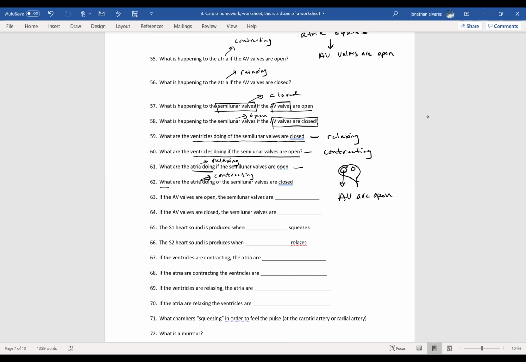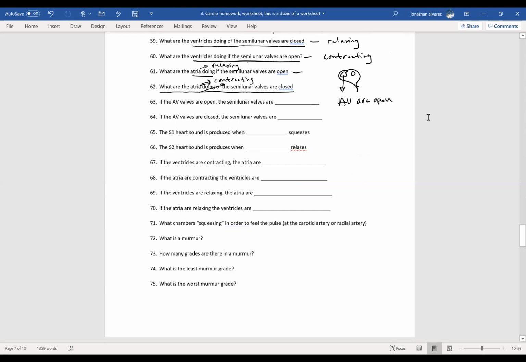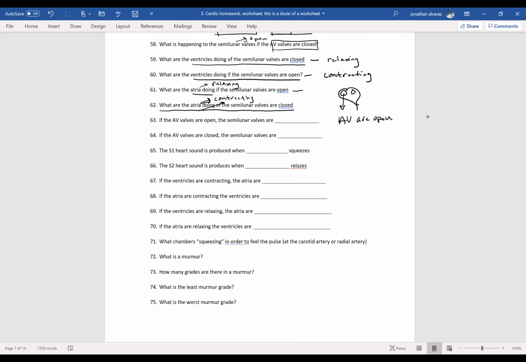What are the atria doing? The semilunar valves are closed. They are contracting. Okay, and these are always opposite. If the AV valves are open, semilunars are closed. The AV valves are closed, semilunars are open.